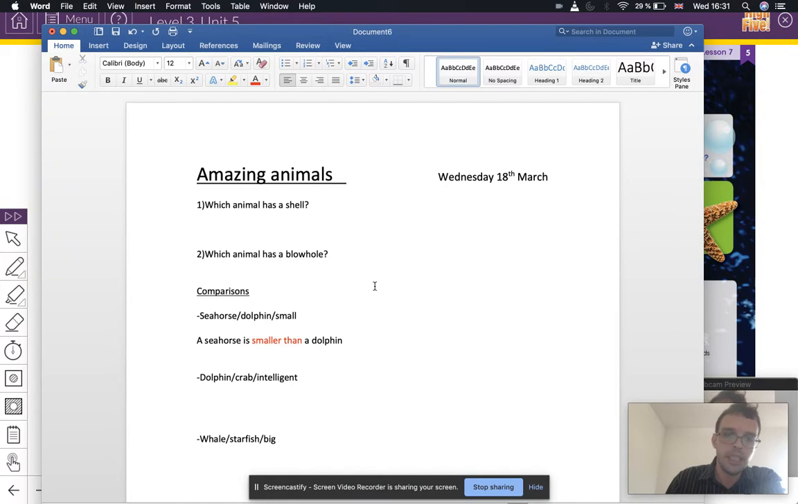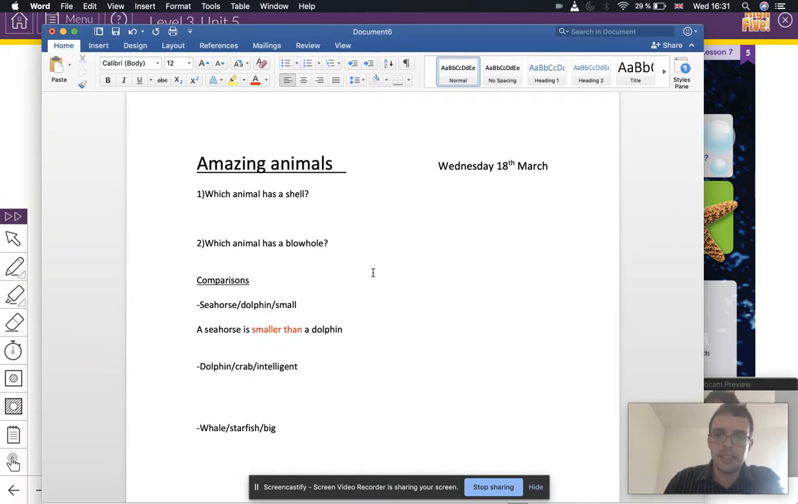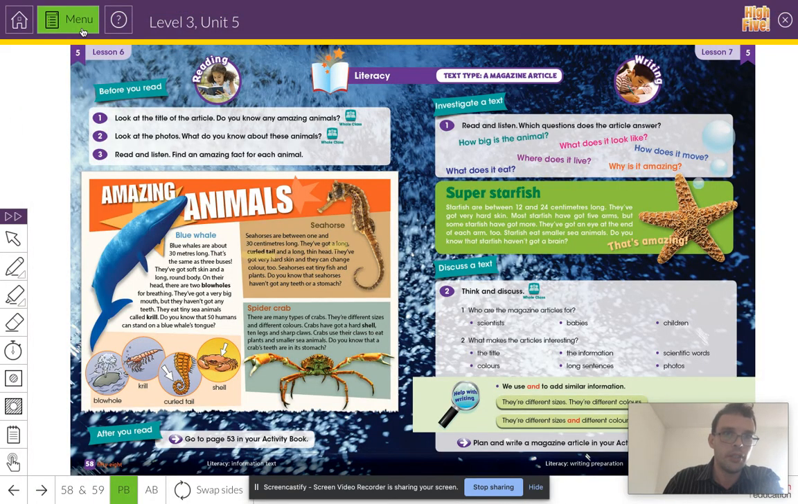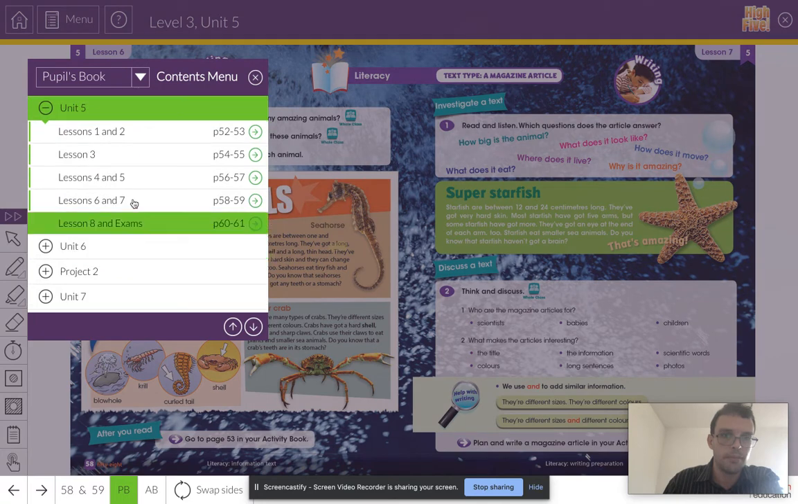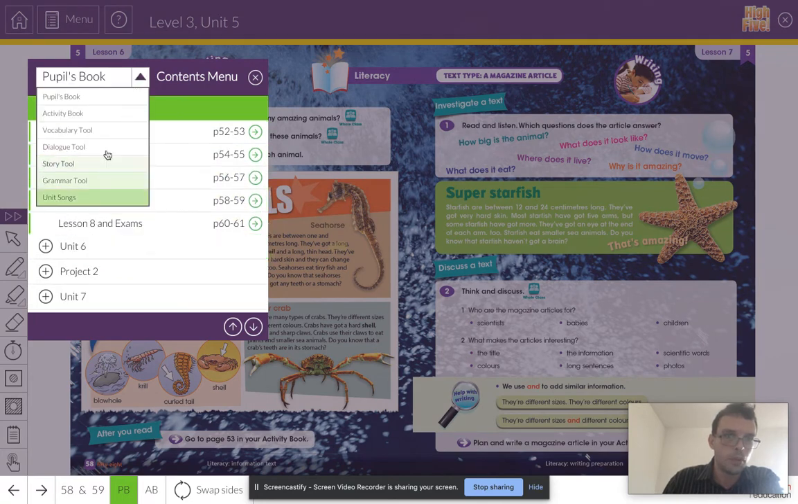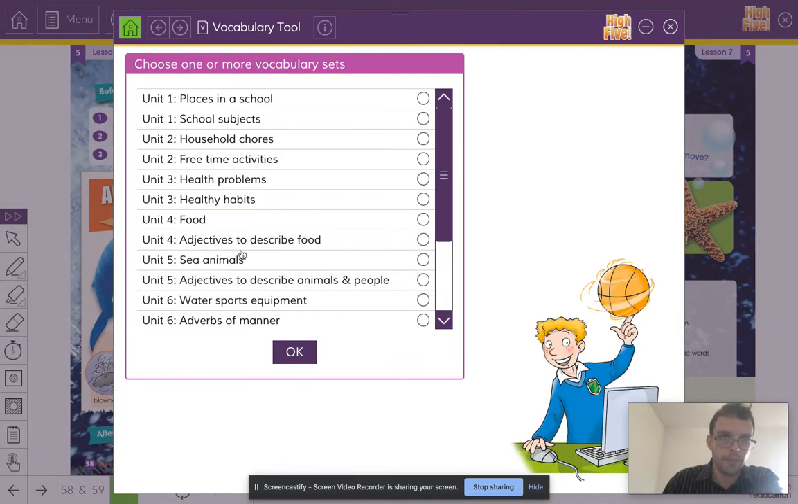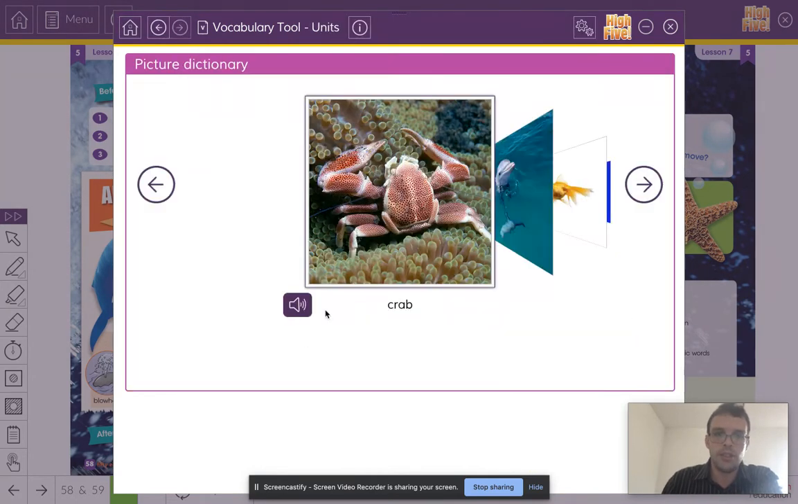Okay, now we have a couple of exercises to start off, to practice from last class. Okay, so do you remember all the animals? Let's have a quick look. Let's have a look at the animals we've looked at. Sea animals. So, just to recap, these are the animals that we have learned.